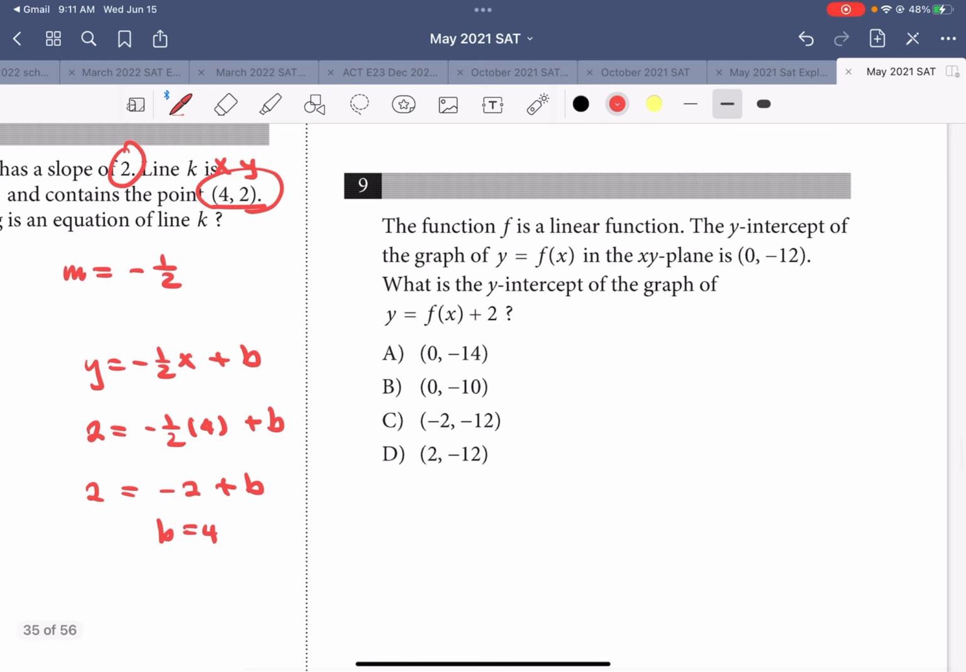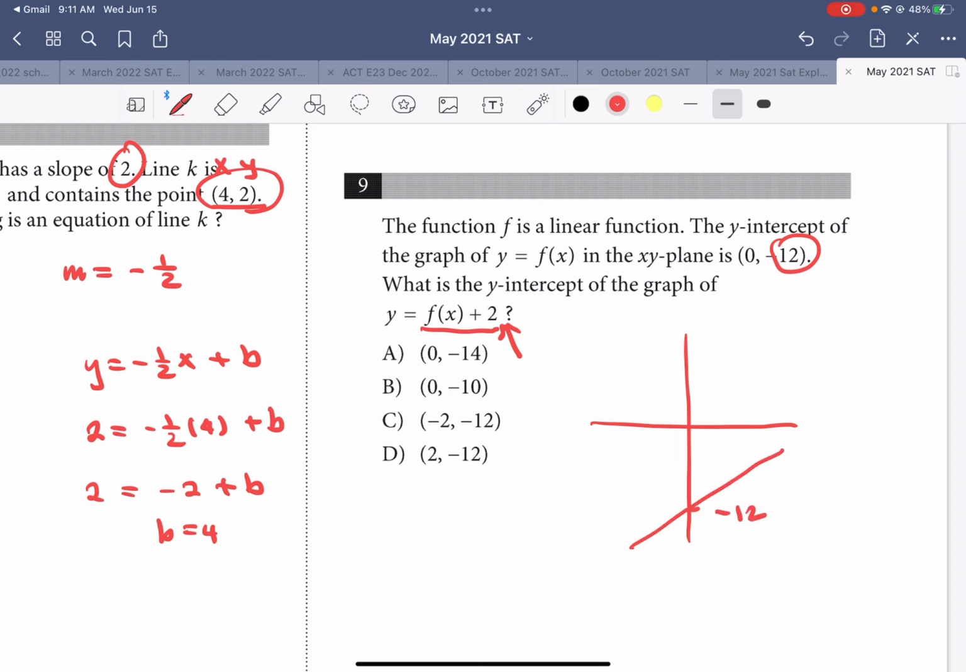The function f is linear. Y-intercept is this. So what is the y-intercept of the graph of f(x) plus 2? So this one shows you translate 2 units up the graph. So we don't know the exact graph. The only thing we know about f is linear, and then y-intercept is negative 12. So let's say example like that.